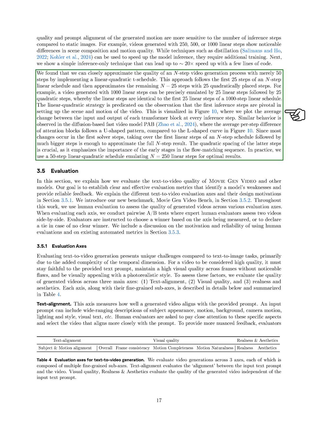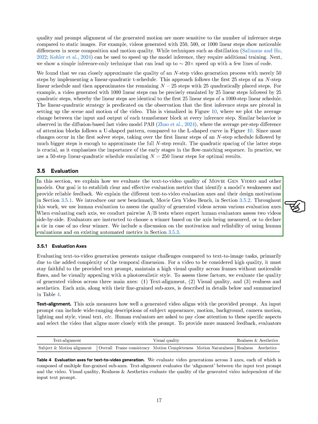Section: Evaluation. In this section, we explain how we evaluate the quality of text-to-video generation for Movie Gen Video and other models. Our aim is to create clear and effective metrics that highlight a model's weaknesses and offer reliable feedback. We discuss various evaluation axes and their design motivations, and we introduce our new benchmark, MovieGen Video Bench.